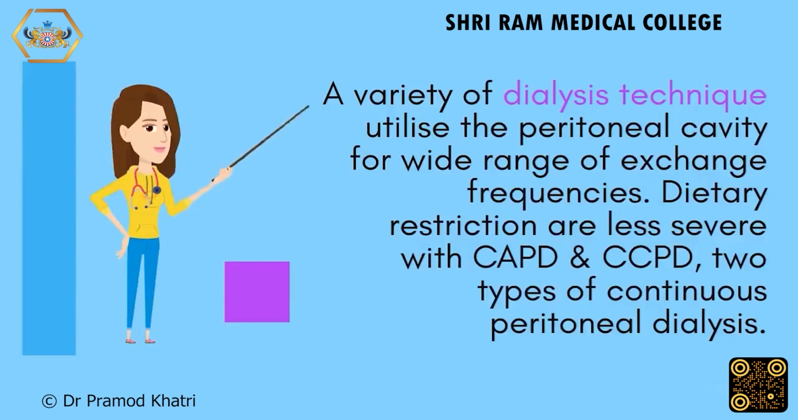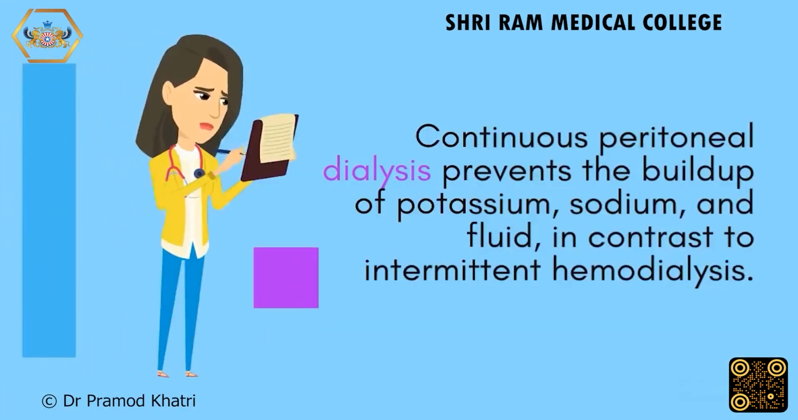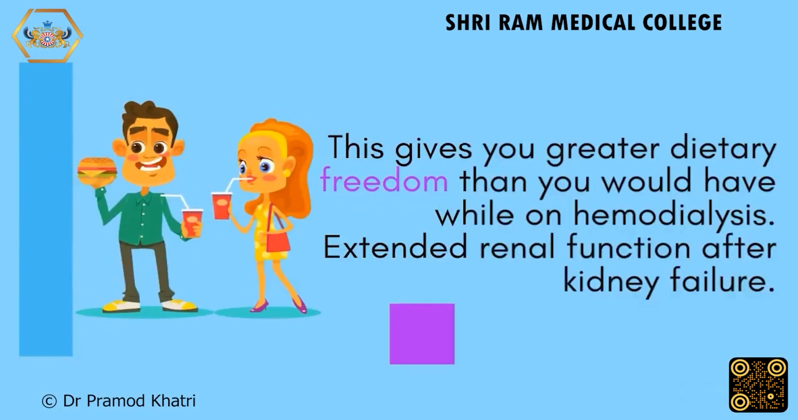Dietary restrictions are less severe with CAPD and CCPD, two types of continuous peritoneal dialysis. Continuous peritoneal dialysis prevents the buildup of potassium, sodium, and fluid, in contrast to intermittent hemodialysis. This gives you greater dietary freedom than you would have while on hemodialysis. Extended renal function after kidney failure.